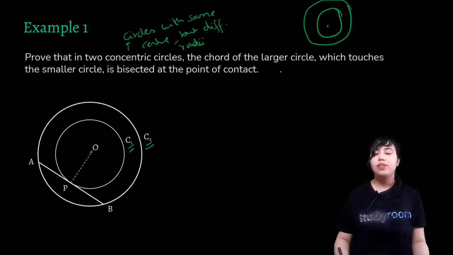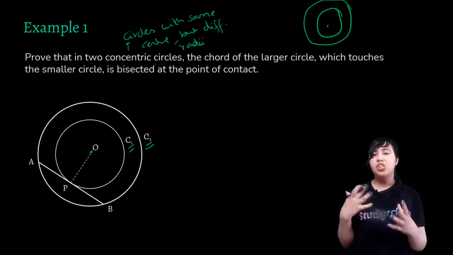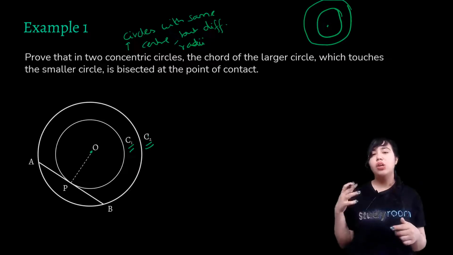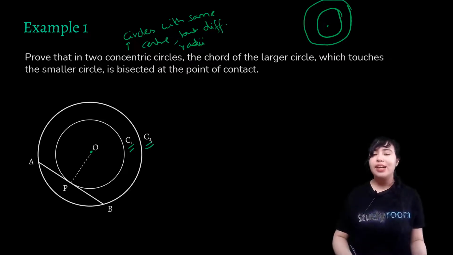And we are saying that the chord of the larger circle. So obviously by larger here we mean the circle having the longer radius. So clearly that is C2. So what will be its chord, which joins two points on the circumference of the circle C2. So let's say this chord is AB. But they're saying this touches the smaller circle. Let's say it touches the smaller circle at point P and it is bisected at the point of contact.